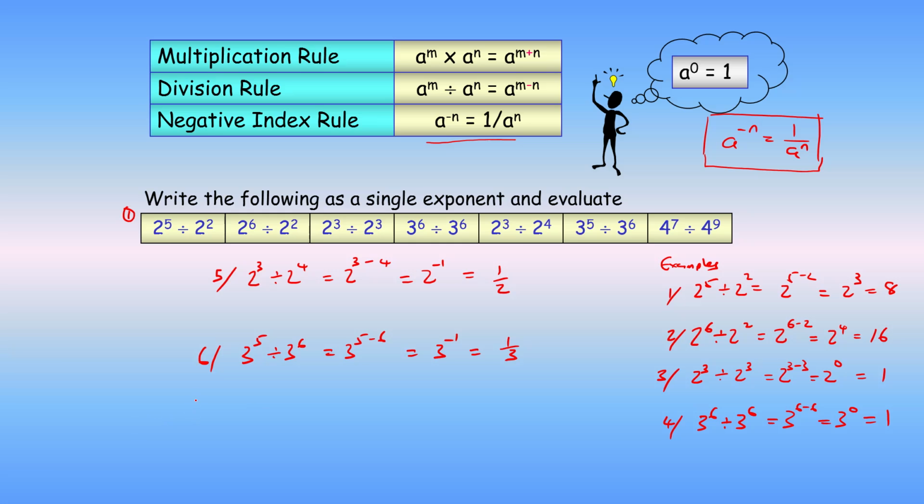And the last one is slightly different. We've got 4 to the power of 7 divided by 4 to the power of 9. So that's going to be 4 to the power of 7 minus 9. That's 4 to the power of minus 2. So that's going to be 1 over 4 squared. So we got rid of our minus term there. I know 4 squared is 16, so it's 1 over 16. So that's how we work out our negative index or negative indices.